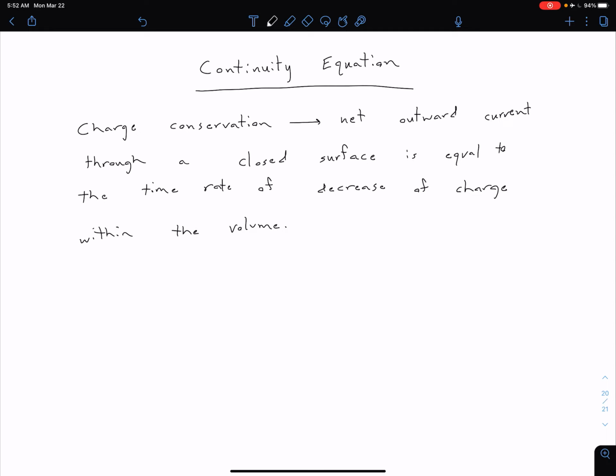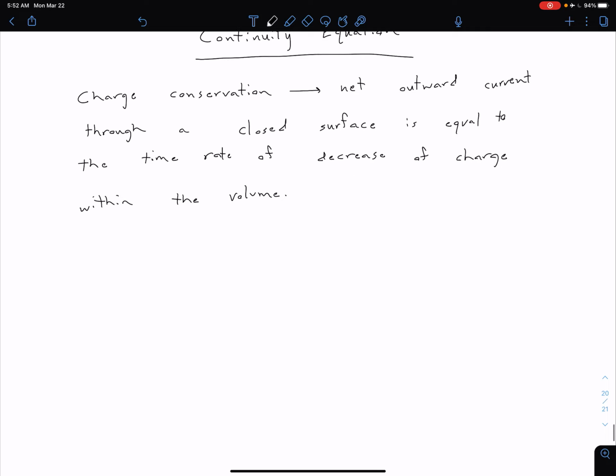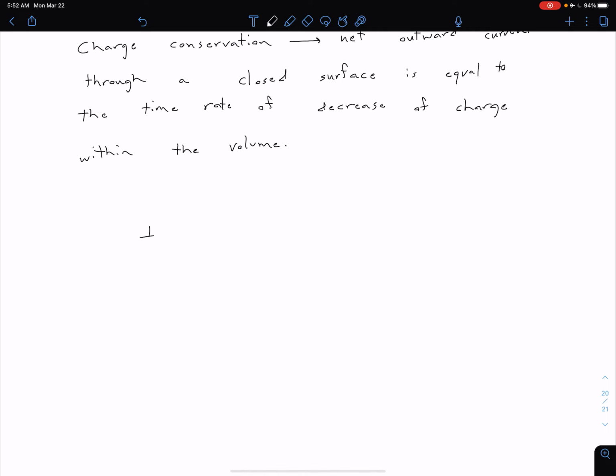So we're basically saying if we have a current coming out of a surface, then the charge enclosed in the volume has to be decreasing in order to essentially provide that current. So we can write this in terms of an equation. We can say that our current out of the surface is equal to the closed surface integral of j dot ds, and that also has to be equal to the time rate of decrease of charge within the volume. So that's going to be negative d of our Q enclosed with respect to t.